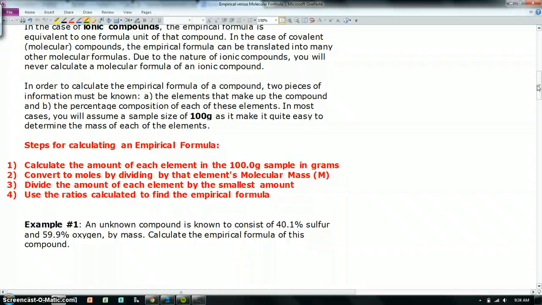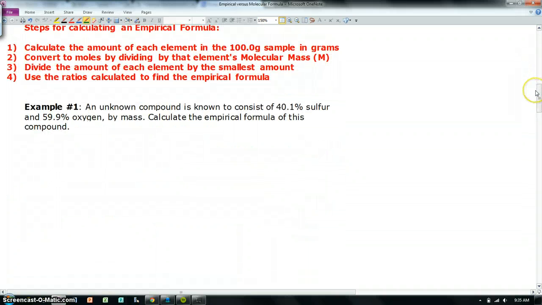The important thing here is, because we're using percentages, rather than trying to convert to certain numbers of grams, we're just going to assume that we have a 100-gram sample. And then we can actually convert our percentages to grams straight away. Then we're going to use the molecular mass of each element to determine the ratio of each one, then divide each element by the smallest amount, and use the ratios calculated to find the empirical formula. So let me show you what I mean.